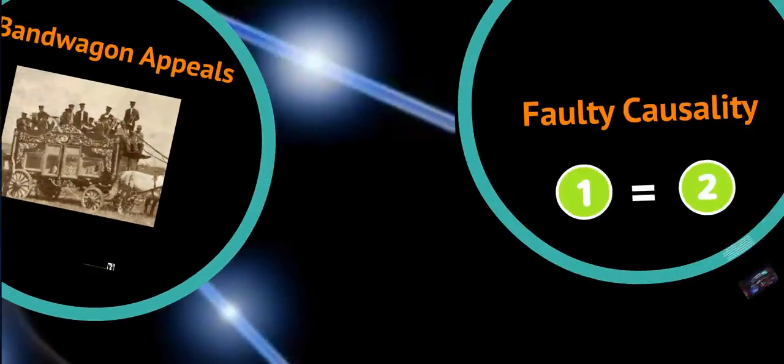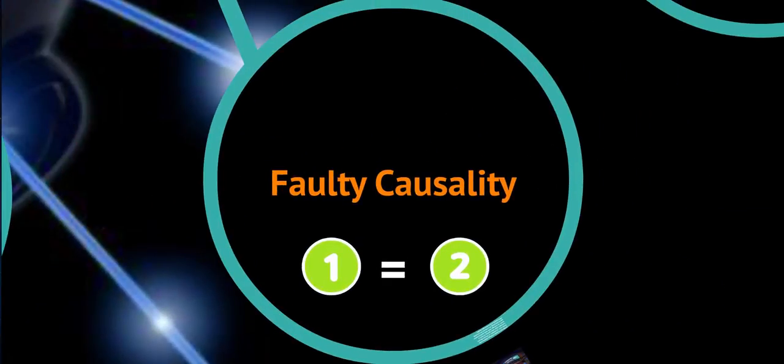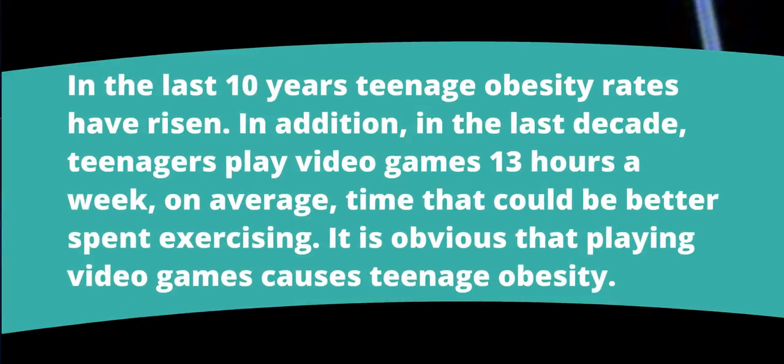And the final common fallacy, even though there are far more you could research, is faulty causality. It's when we take two events that occurred at the same time or one after the other and claim that one caused the other. For instance, in the last 10 years, teenage obesity rates have risen. In addition, in the last decade, teenagers play video games 13 hours a week on average, time that could be better spent exercising. It is obvious that playing video games causes teenage obesity.